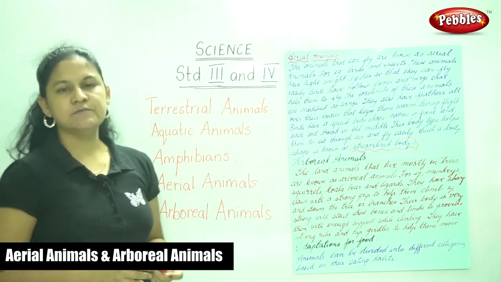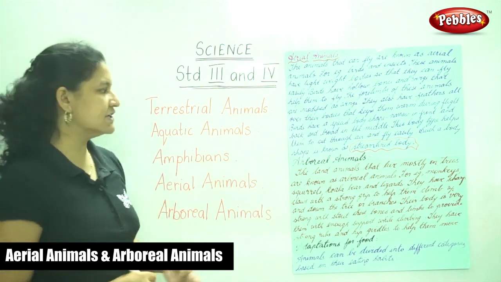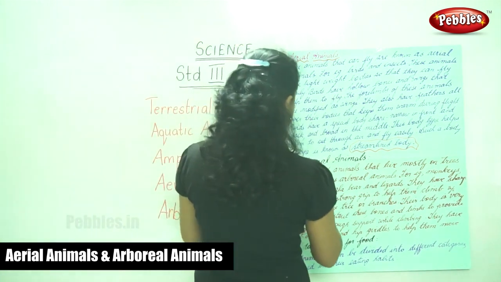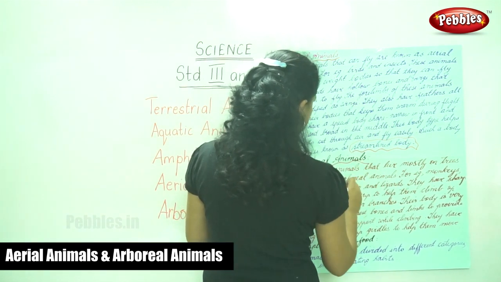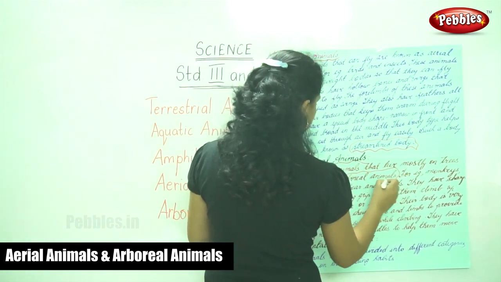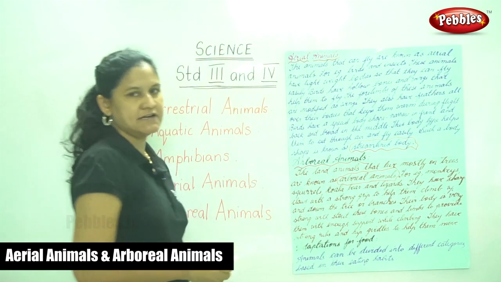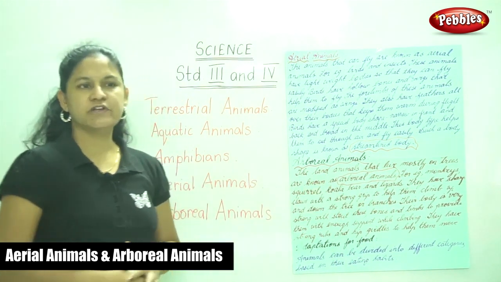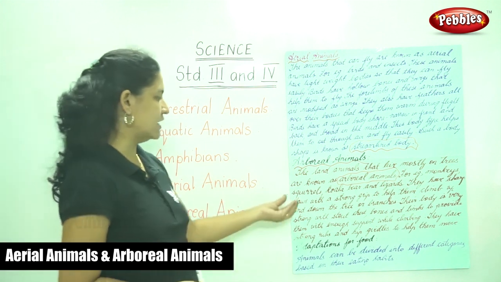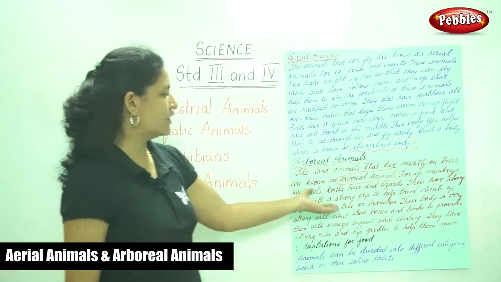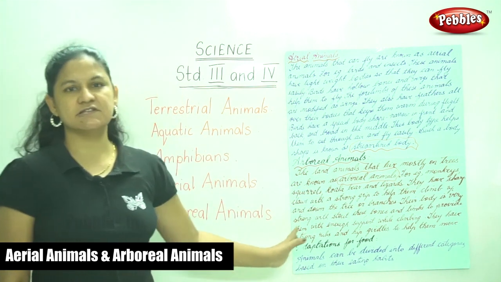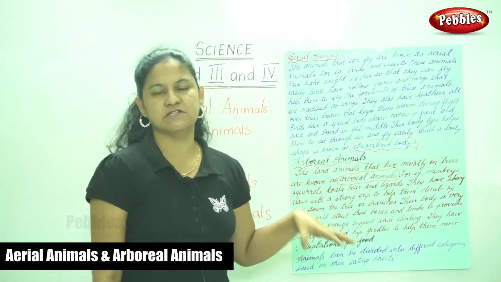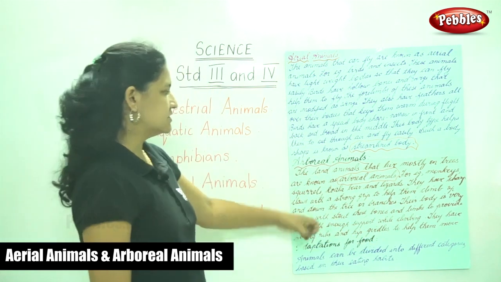The land animals that live mostly on trees are known as arboreal animals. Examples are your monkeys, squirrels, koala bear and lizards. So these are all arboreal animals. Though they are land animals, they live mostly on trees.